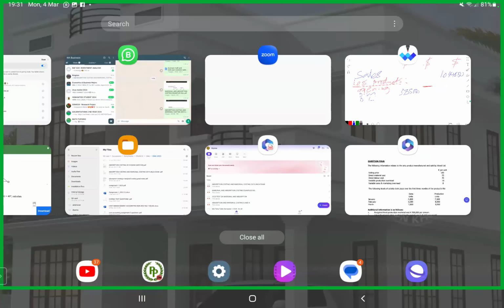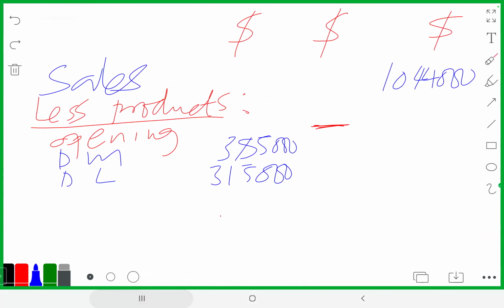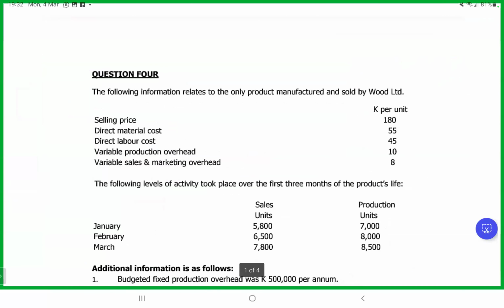Then we can add the direct labor cost. How much is the direct labor cost? 45 times what has been produced. We have produced 7,000 units. How much is that giving us? 315,000. And then if you have direct expenses, you can add them because they're prime costs and take place in production.